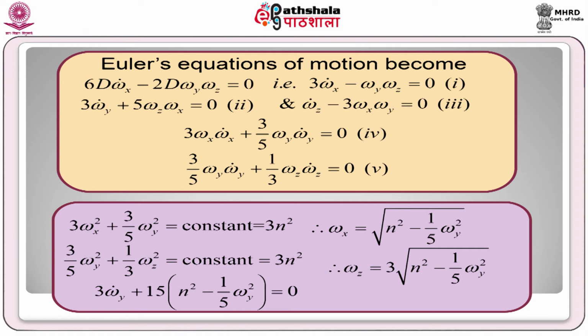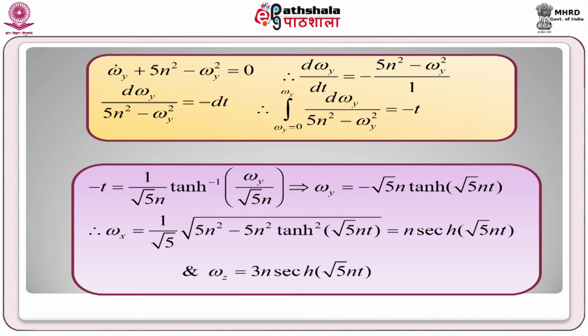Similarly, integrating 5 and using the initial condition, we get this result. From this relation, omega z can be obtained in a similar fashion, that is, after transferring this term to the right hand side, multiplying by 3 and then taking the square root, we get this result. Substituting omega x already obtained and omega z into equation 2, we have this equation. On simplification, this becomes this one.